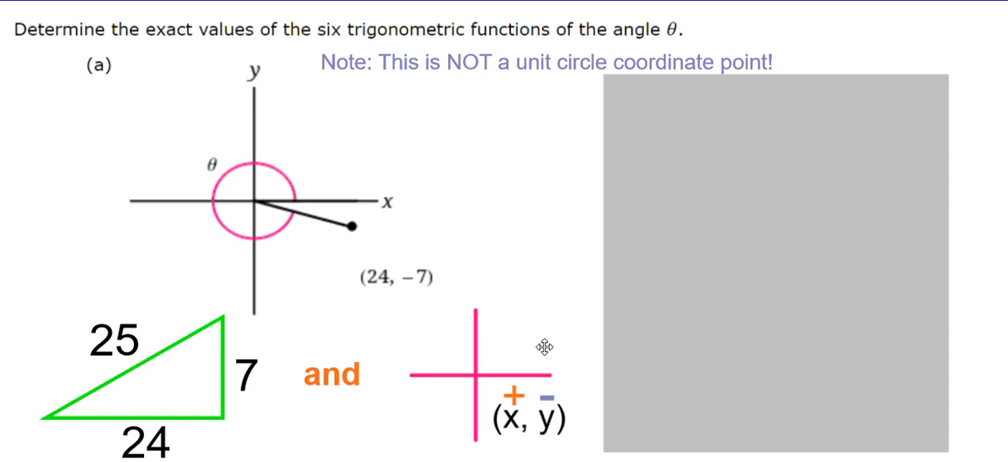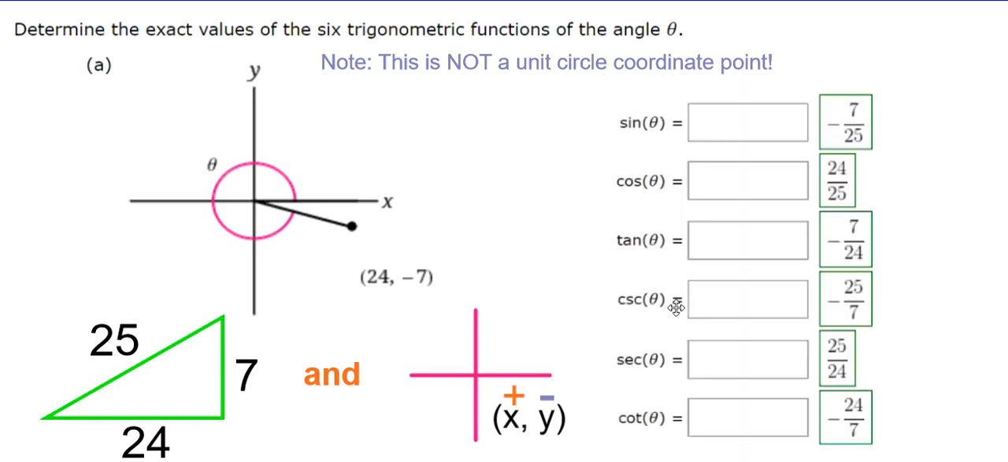And so with that information, we can go ahead and find everything, because with right triangle trig, we're going to use SOHCAHTOA. And then after we use SOHCAHTOA, we come back to put the negatives in, because we're in that fourth quadrant where sine is negative. And if sine's negative, then cosecant's negative, tan's negative, and then cotan's negative.